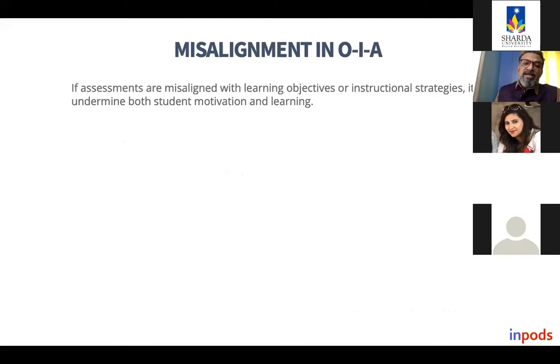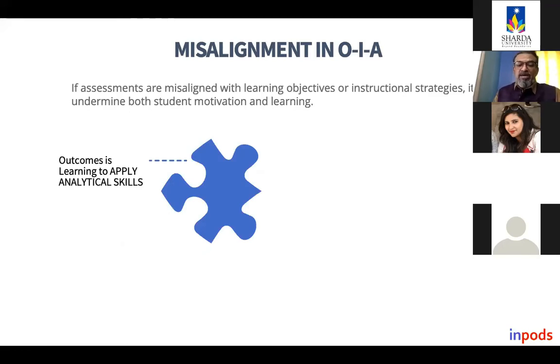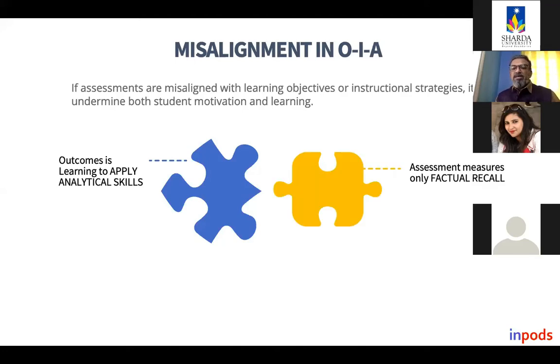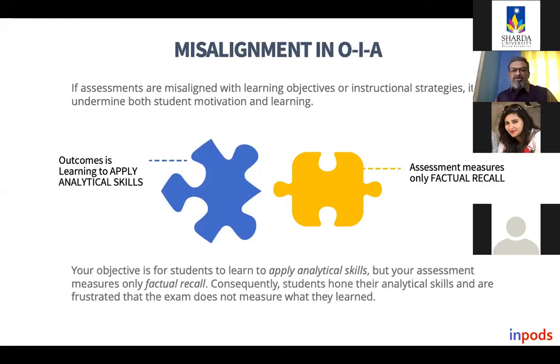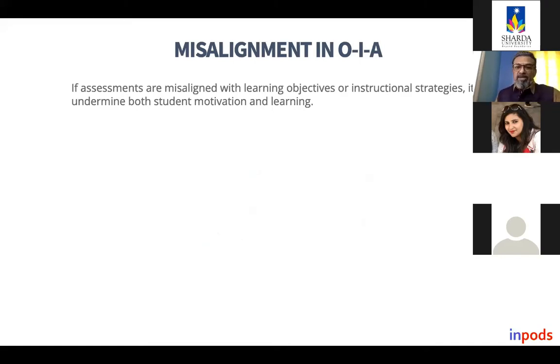If assessments are misaligned with learning objectives or instructional strategies, it can undermine both student motivation and learning. This is how it is likely to happen. Let's say the outcome is learning to apply analytical skills, and the assessment measures only factual recall. That is a mismatch. So if the objective is for students to learn to apply analytical skills, but your assessment measures only factual recall, consequently, students hone their analytical skills when they study and are frustrated that the exam does not measure what they learned. So that's the misalignment there.